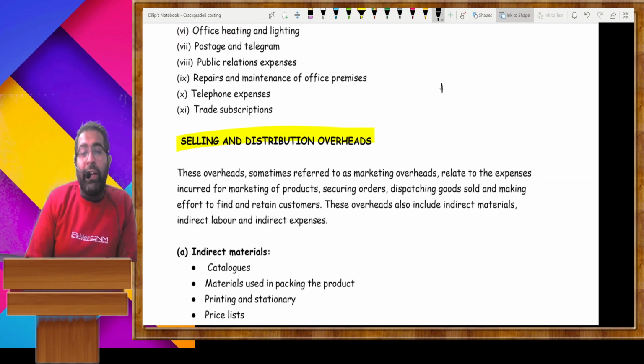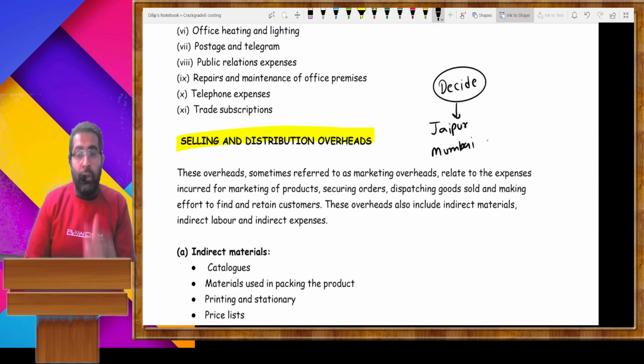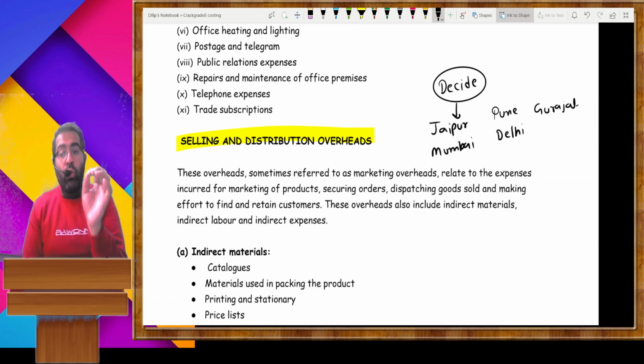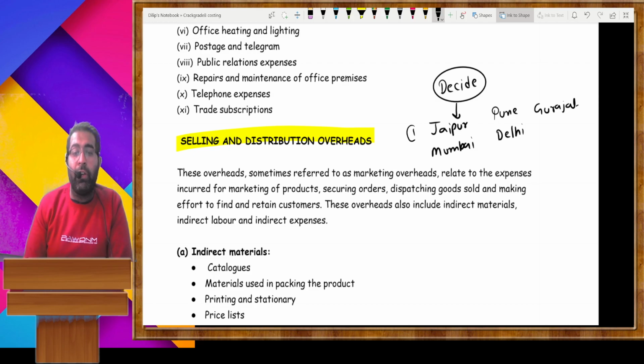In the office, you decide. In the office, you decide you want to sell in the market of Jaipur, market of Mumbai, thereafter, market of Pune, Delhi, Gujarat. Decided. Now, one of your employees goes to each department. One here, one here, one here.